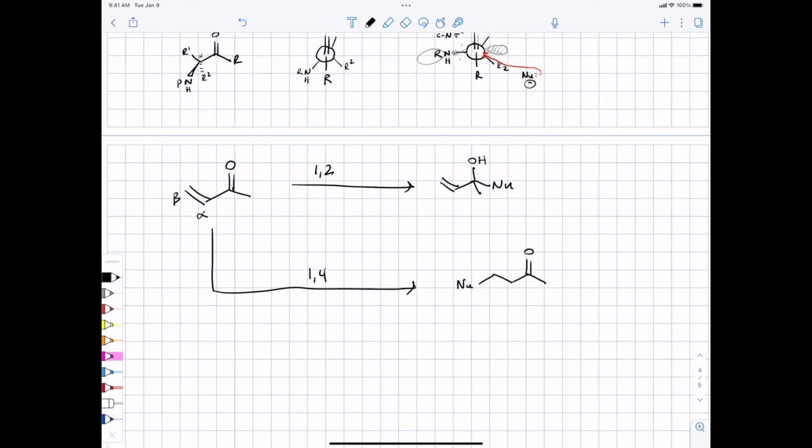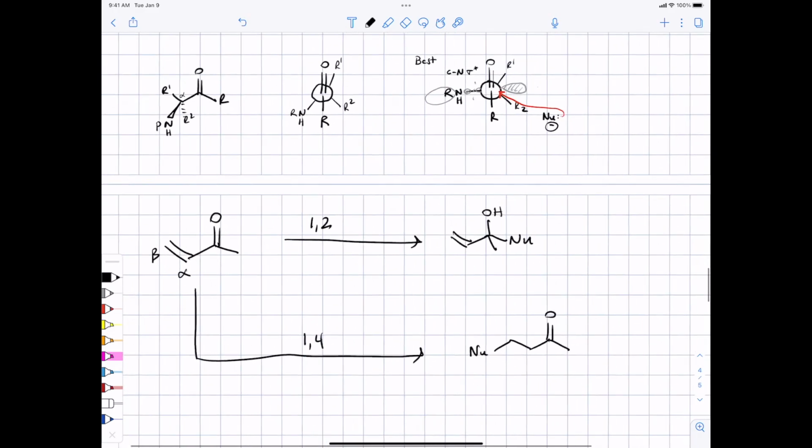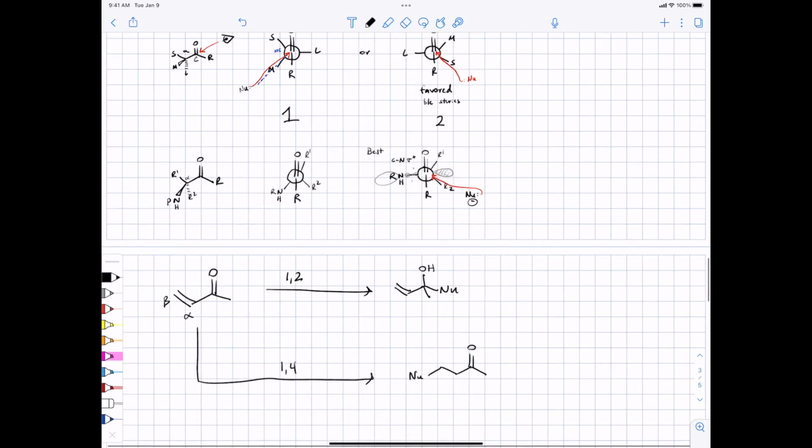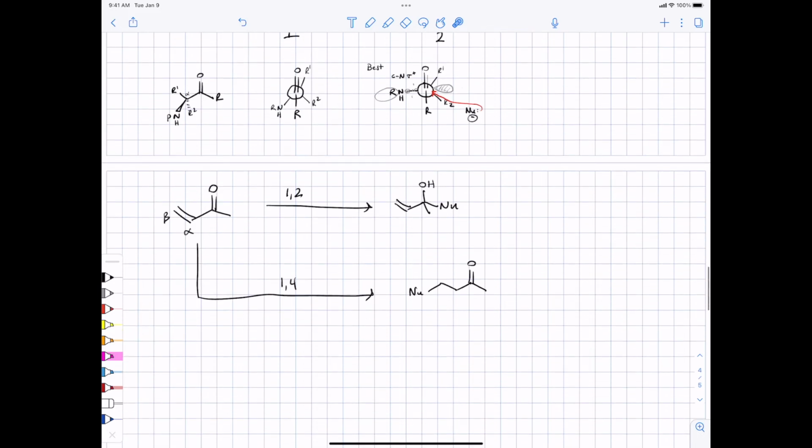And first of all, why do they call it 1,2 versus 1,4 addition? Here, the nucleophile attacks position 2, and then the hydrogen goes on position 1. Why isn't this called 3,4 addition? And the answer is it's thought that maybe the enol is the intermediate first, and then it tautomerizes to the ketone.